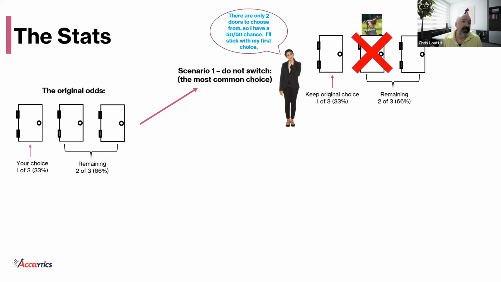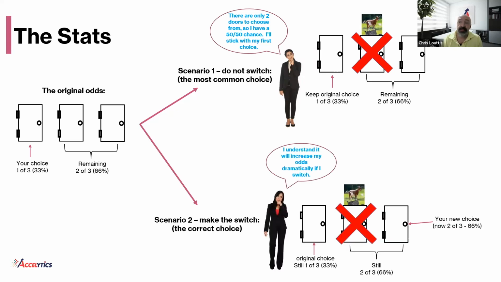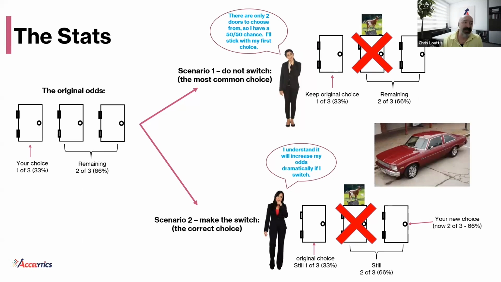Many people think they're making a 50-50 choice. But in reality, it's not that simple. The right choice is to make the switch, because after eliminating one of the 2 remaining doors, the other unopened door is still part of the original group that had a 2 in 3 chance of being correct, 66% chance. So if you do make this switch, you're much more likely to win the car. In this case, I've got a picture of a Chevy Nova, which is from the era of when this show was on. It's a really cool car.